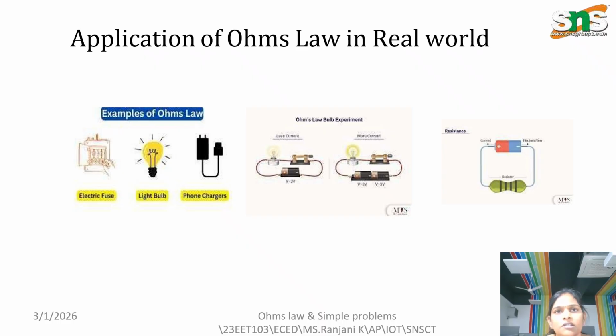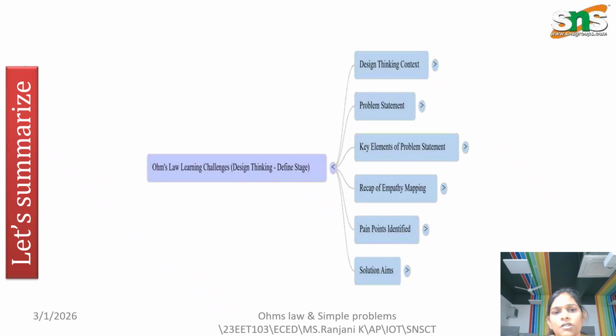Let us discuss the important points to remember with the help of the mind map. Ohm's law applies to linear and ohmic conductors, and the temperature must be constant. It works well for DC circuits and is not valid for nonlinear devices like diodes and transistors.